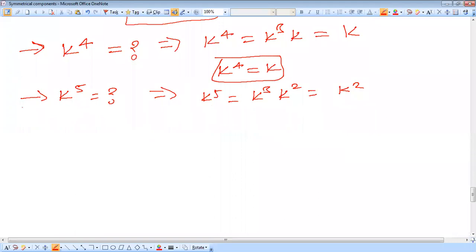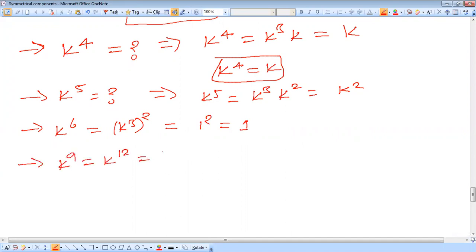Now similarly I want to test k power 6. What is it? k power 6 can be written as k cube whole square, and since k cube is 1, that is 1 square, equal to 1. Similarly, k power 9, k power 12, k power 15, and so on, the multiples of power of 3, is always equal to 1.